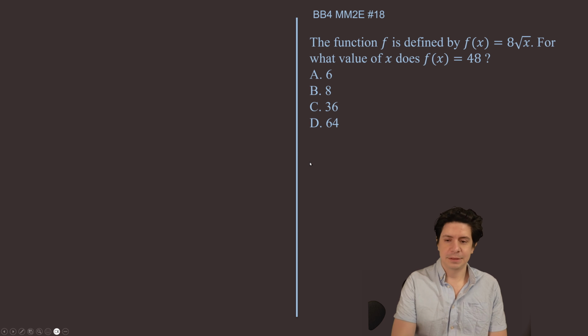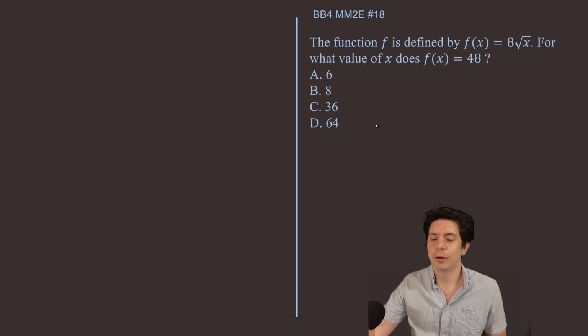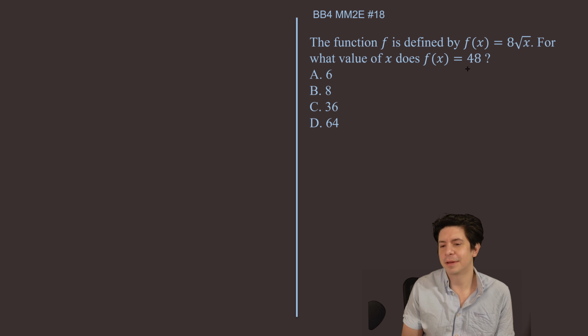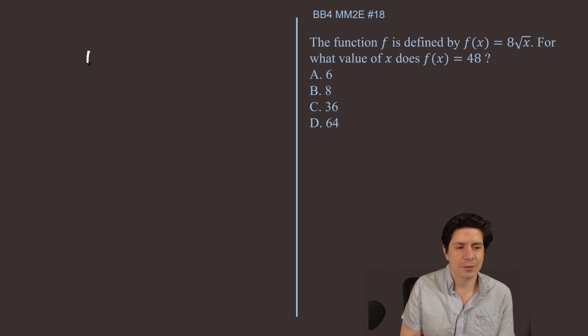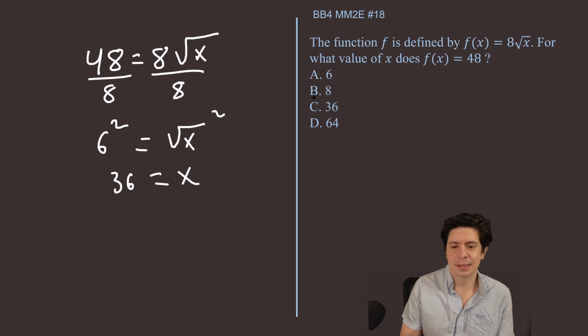The function f is defined by f of x equals 8 root x. For what value of x does f of x equal 48? Okay, so let's just set it equal. 48 equals 8 root x, divide by 8, root x equals 6, square both sides and you get 36, right? It'll be 6 squared equals x, and that is C.